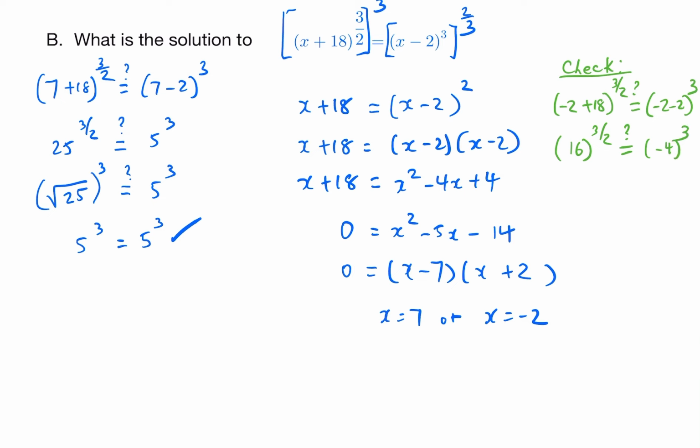Okay. 16 raised to the 3/2 power is really the square root of 16 cubed. And is that equal to negative 4 raised to the 3rd power? Well, square root of 16 is 4 cubed, and this does not equal negative 4 to the 3rd power. Okay, so that does not check out. So our solution is going to only be x equal 7.